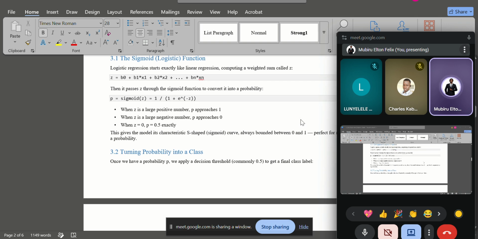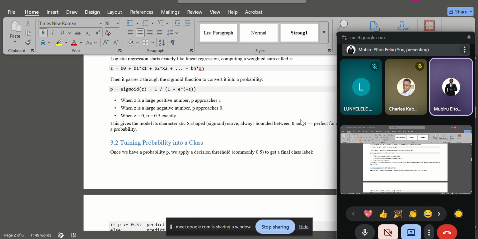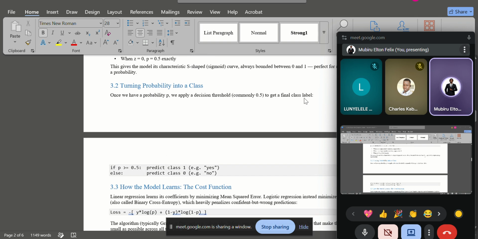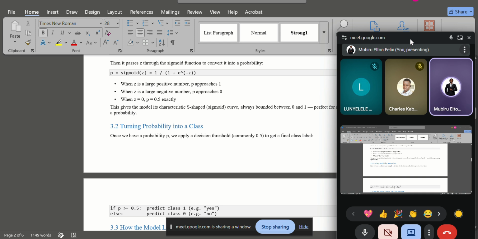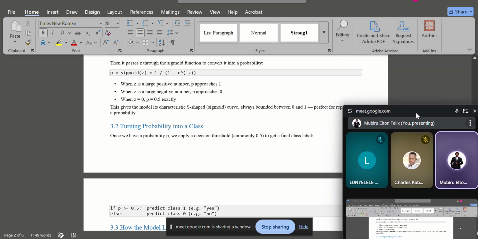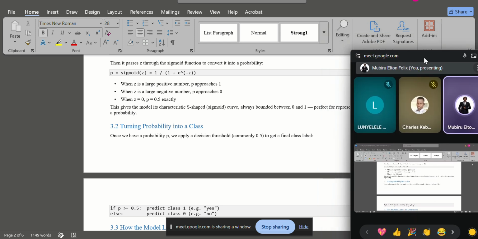So when z is 0, p is 0.5 exactly. So this gives the model an S shape. If you plot it out on a graph, it will give it a characteristic S shape, right, between 0 and 1.